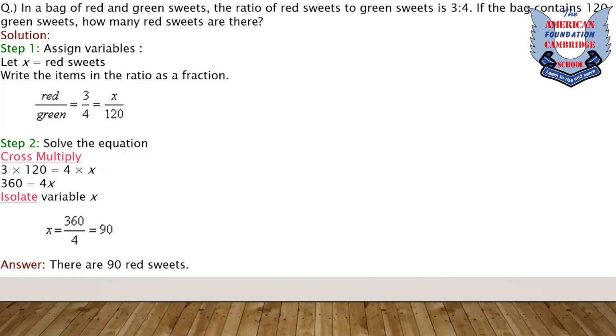We'll assign variables first. What are variables? We know we did chapter 4 algebra. Variables are used to define an unknown quantity. So since red sweets are unknown, we assign x to red sweets. We'll write it as a fraction since we're comparing the red sweets to the green sweets. We write 3 ratio 4 as the fraction 3 upon 4, and we can write x, which is the unknown number of red sweets, upon 120, which is the known number of green sweets. What will we do after this? We'll just solve for x.